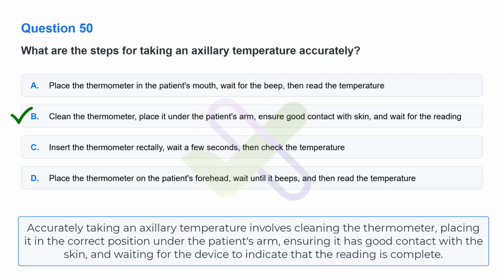The correct answer is B. Clean the thermometer, place it under the patient's arm, ensure good contact with skin, and wait for the reading. Accurately taking an axillary temperature involves cleaning the thermometer, placing it in the correct position under the patient's arm, ensuring it has good contact with the skin, and waiting for the device to indicate that the reading is complete.